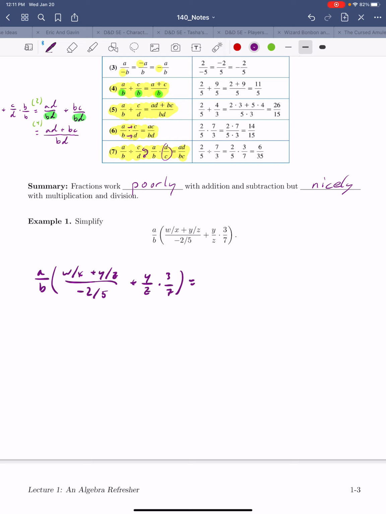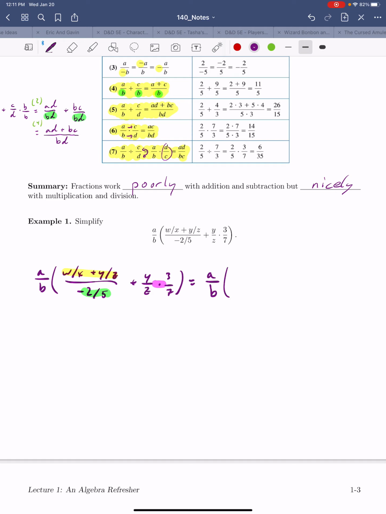First, we're going to simplify the stuff in the parentheses. So I'm going to add w over x and y over z. I'm also going to divide by negative 2/5, and I'm going to multiply these two guys together. That's what I'm going to do. So let's see what we get, right? We're going to have a over b, and again, I'm not touching that right now.